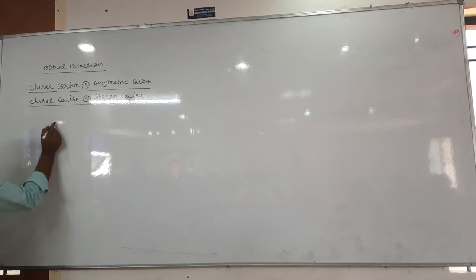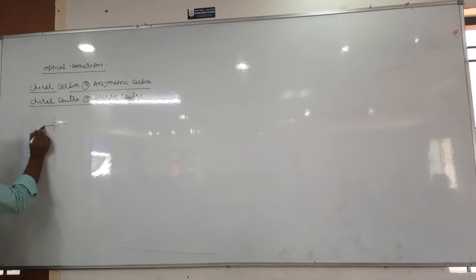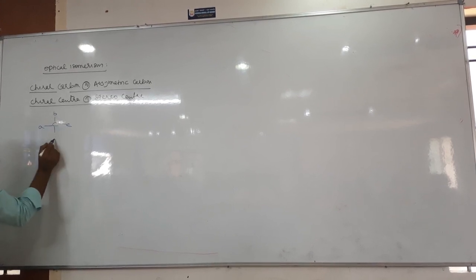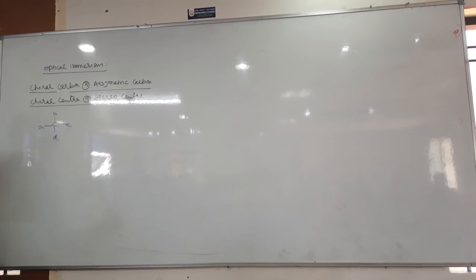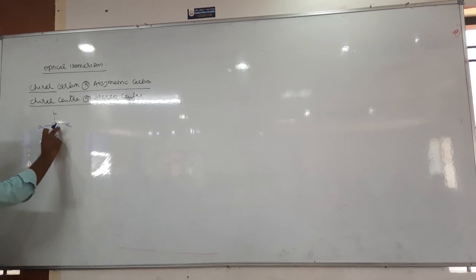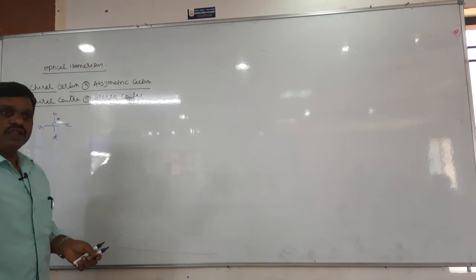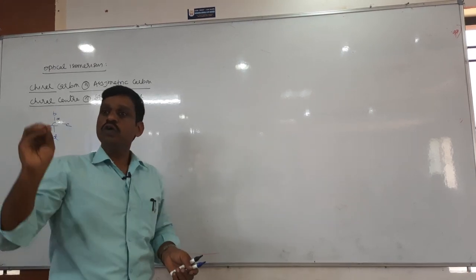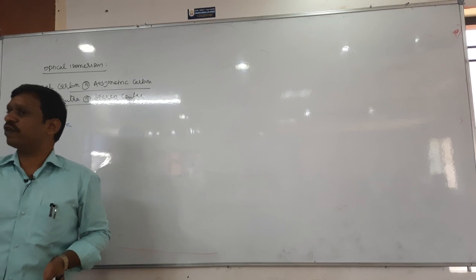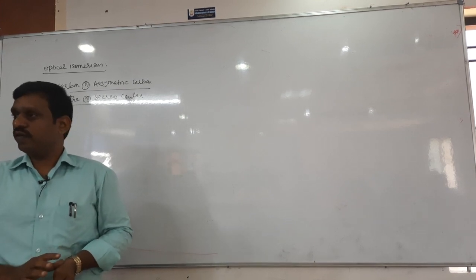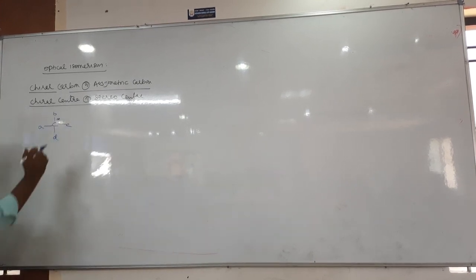For example, let us take a carbon atom attached to 4 different atoms or groups. Let us take A, B, C, D, right? Now this carbon atom attached to A, B, C, D, 4 different groups, it may be atoms, then this carbon is called chiral carbon or asymmetric carbon. Therefore, chiral carbon is the carbon atom which is attached to 4 different atoms or 4 different groups, right?